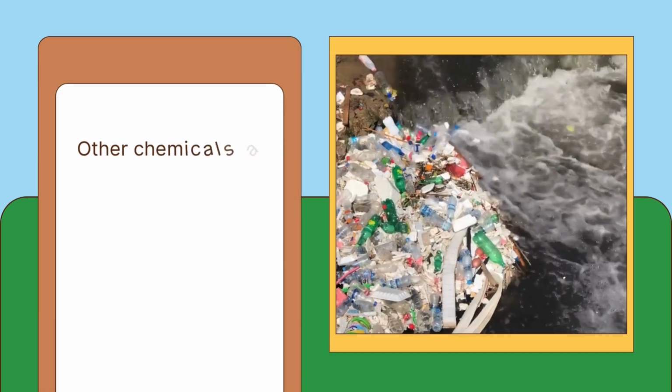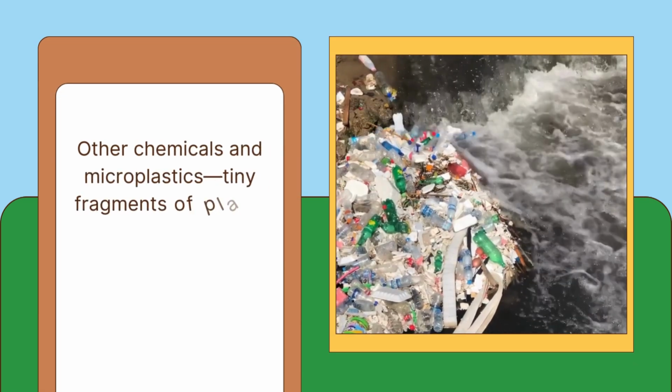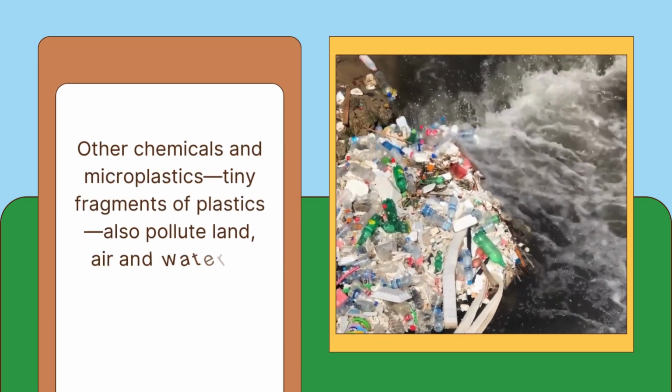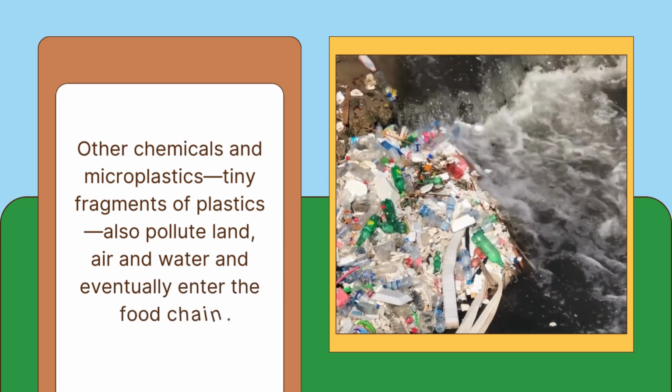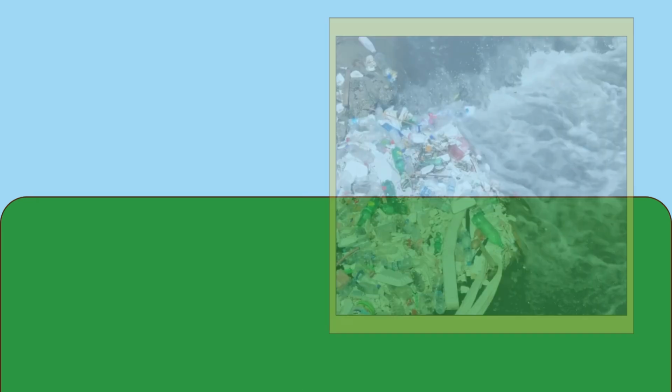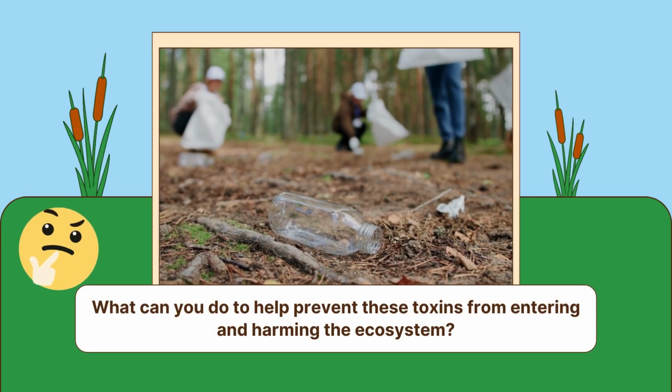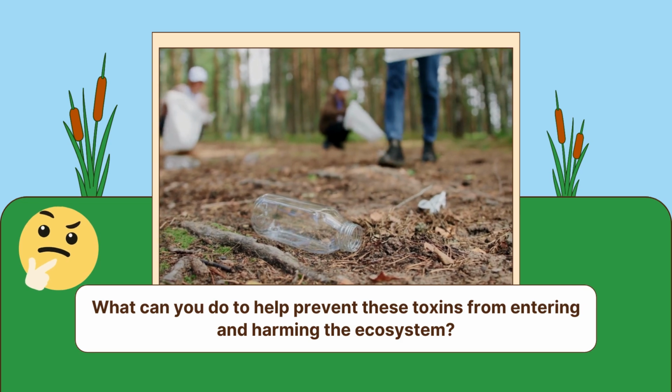Other chemicals and microplastics, tiny fragments of plastics, also pollute land, air, and water and eventually enter the food chain. What can you do to help prevent these toxins from entering and harming the ecosystem?